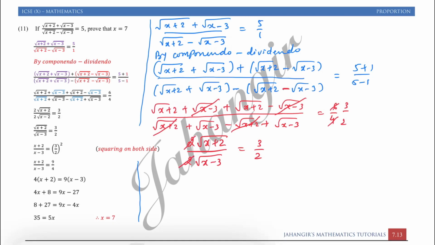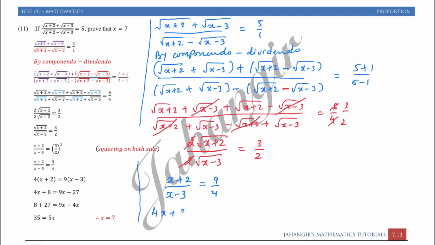Now what I will do, I will square on both sides. So when I am squaring on both sides, I will get x plus 2 upon x minus 3 is equal to 9 by 4. Now cross multiply, because we don't have the same term in numerator and denominator. We have different terms, x plus 2 upon x minus 3. If you have the same terms, then we have to again take componendo dividendo. But we have different terms, so we'll just cross multiply.